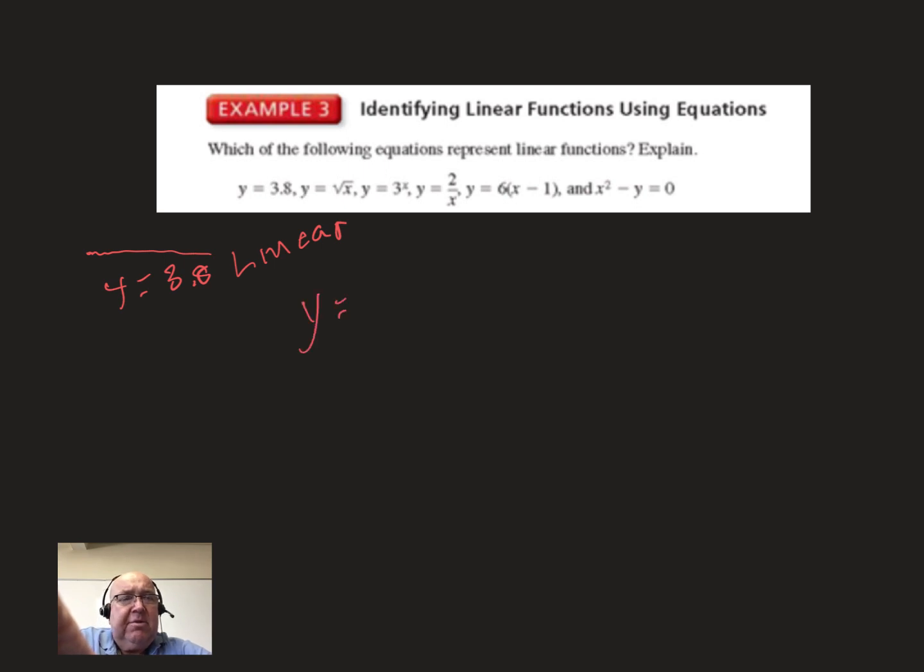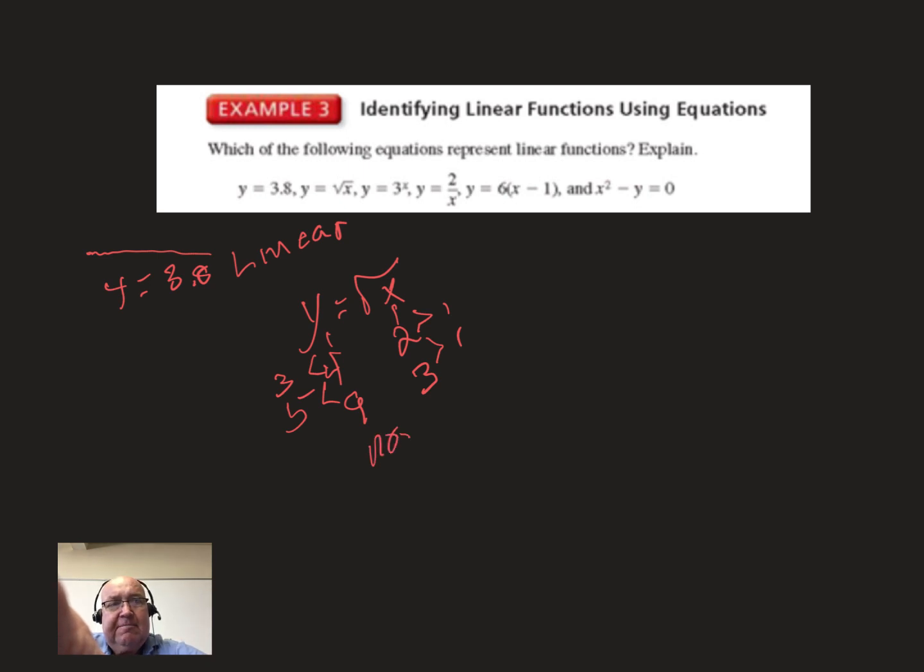Y is equal to the square root of x. Let's say we put in 4 for x. We know the square root of 4 is 2, so we're going to use our perfect squares. I can go back and put 1 and 1, and then I can put 9, because 3 times 3 is 9. We see that the y values are going up by 1, then 2, while our x values are going up by different amounts. That's nonlinear.